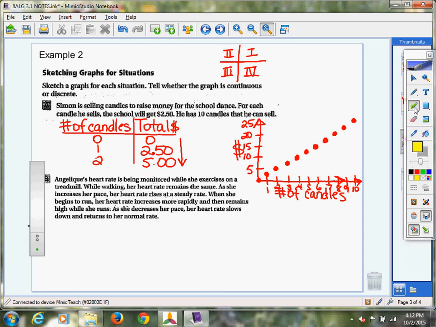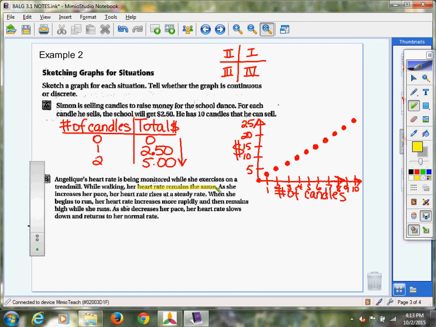So we know she's being monitored while she's exercising on a treadmill. She's walking, and her heart rate remains the same. Now think about it for just a second. Remains the same. Is it going up? No. Is it going down? No. Remaining the same. What would that look like on a graph? Okay, if you are thinking and screaming at the screen, it's horizontal. You're exactly right. Horizontal line.